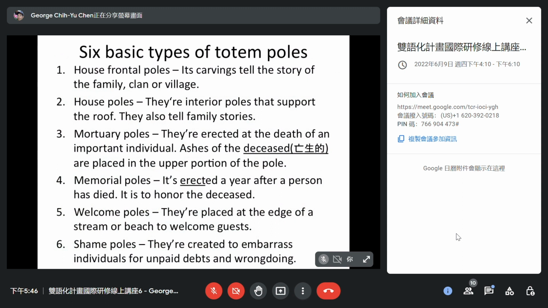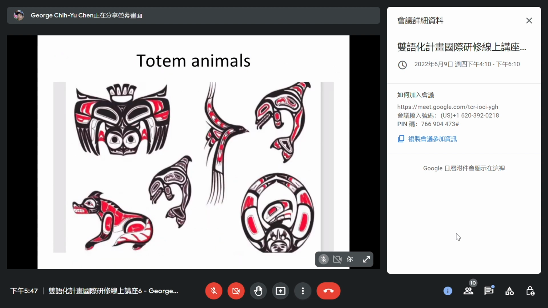Like I said, these totem poles are carved with animals. For indigenous people in Canada, these animals have spirituality. That's why the local people call them spiritual animals. Here I give you some examples of the totem animals. Totem animals are guides who stay in your life throughout your spiritual journey. You can call on these animals when you are in need of their spiritual help.